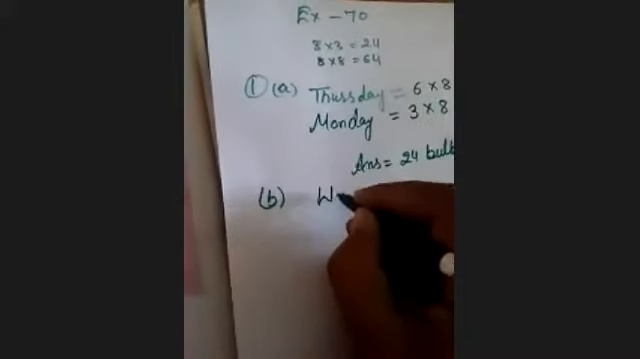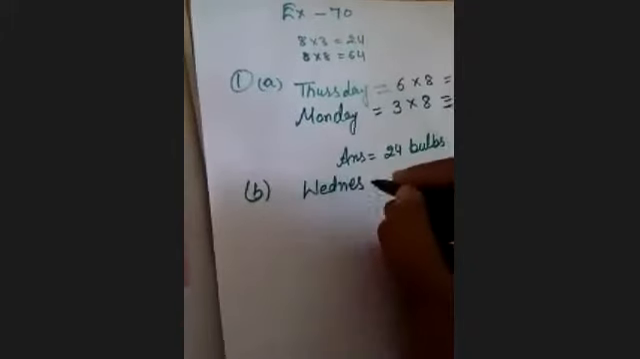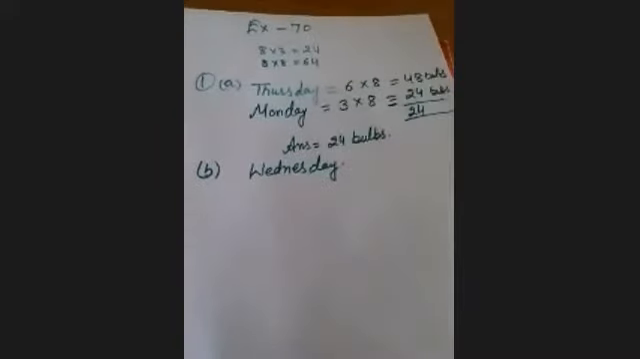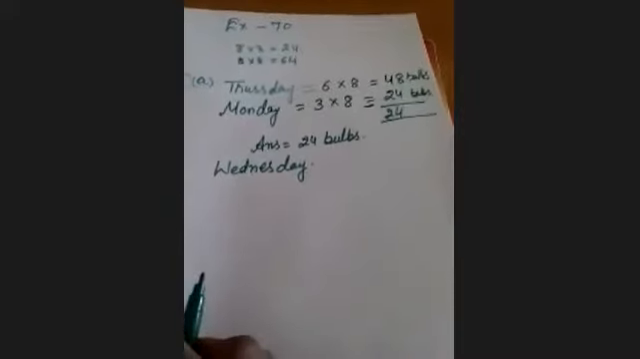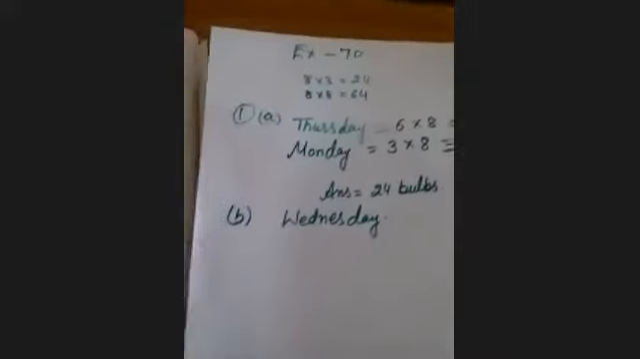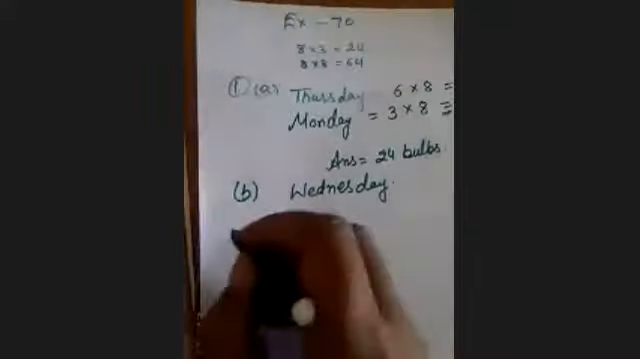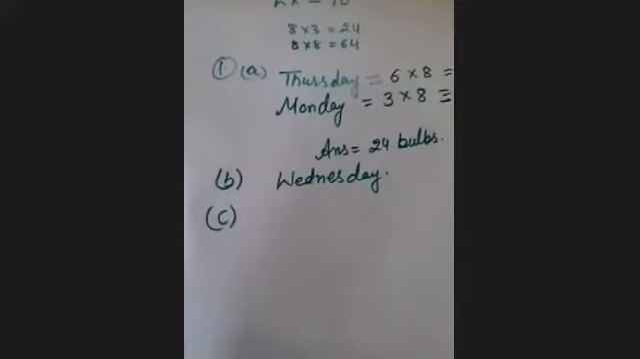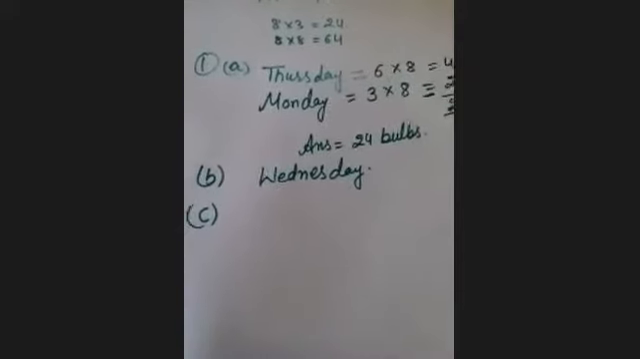Now observe the pictures. Which column has the maximum symbols? I think this is Wednesday. It means on Wednesday the maximum number of bulbs were sold. Your answer is Wednesday. Dear students, next is part C. What is the difference between the maximum and minimum number of bulbs sold in a day?